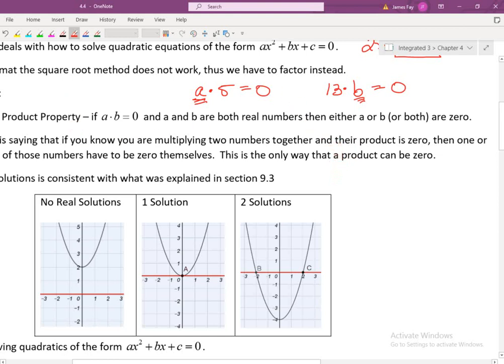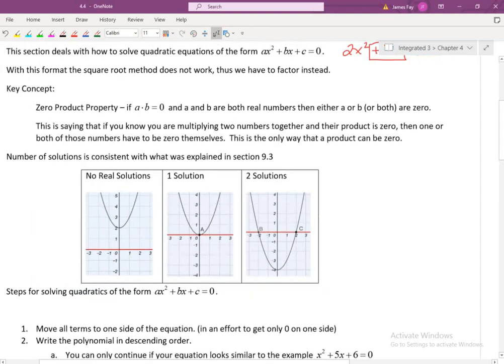So the zero product property basically says if you are multiplying two things together, that's usually what we say, but this evolves into being able to multiply any amount of things. It could be a times b times c, or a times b times c times d. You multiply as many things as you want together, but if their product is 0, then one or more of those factors themselves must be 0. That's what we're going to use today to help us find these x-intercepts.